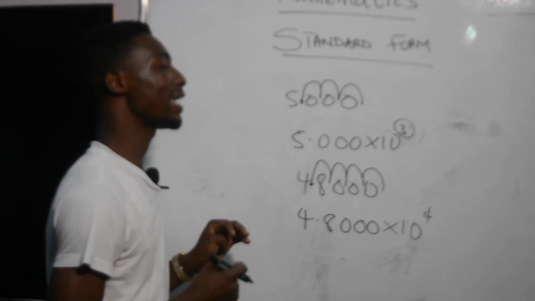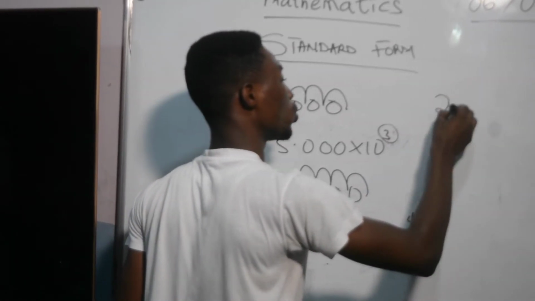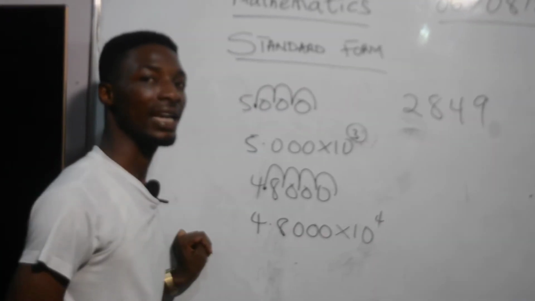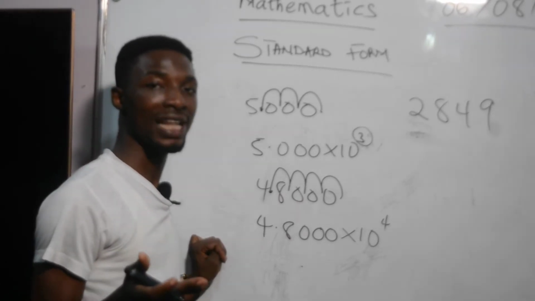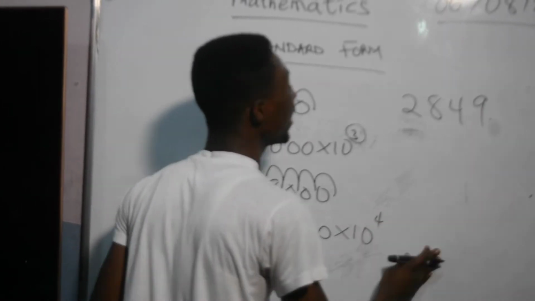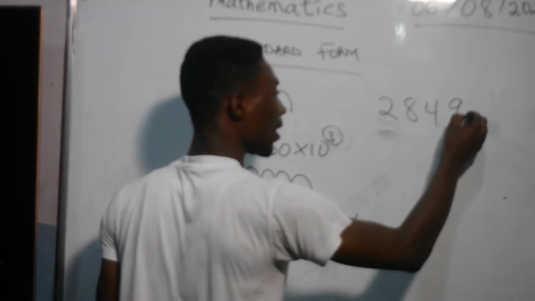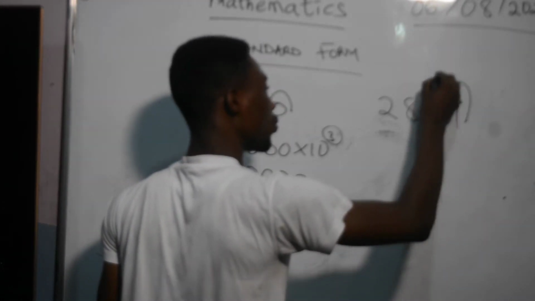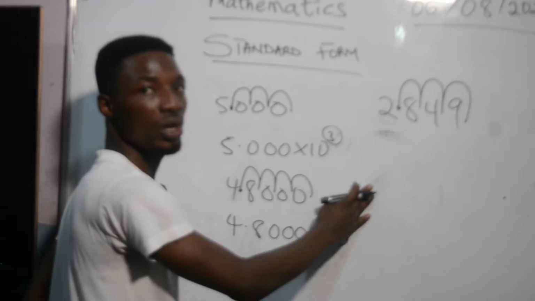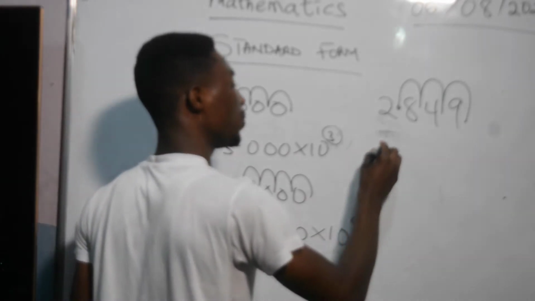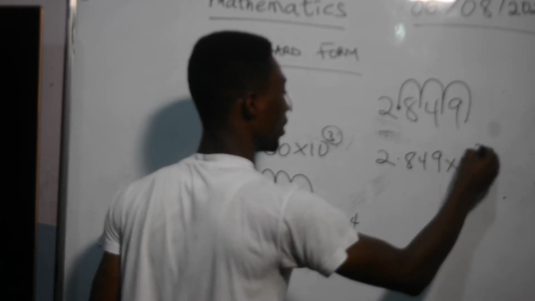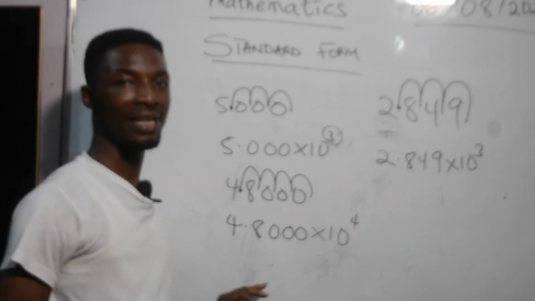Let's take another number like 2,849. I want to write 2,849 in standard form. So what I need to do is to place my point at the end of the last digit in the number and jump as many times as I can to reach the back of the first digit. I jumped 3 times to reach the back of 2, which is the first digit. So my standard form is going to be 2.849 times 10 to the 3. Okay? So this is my standard form.